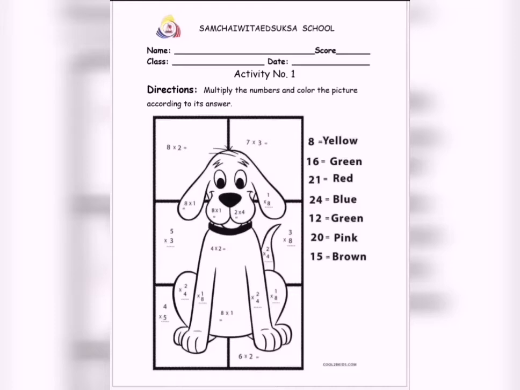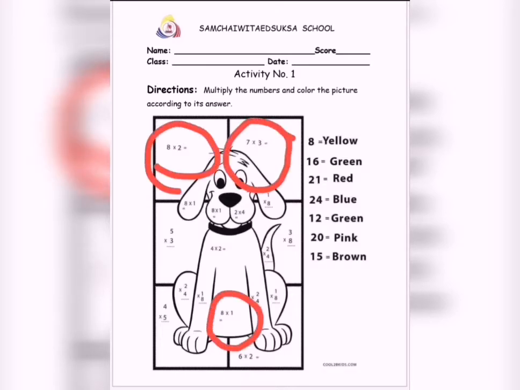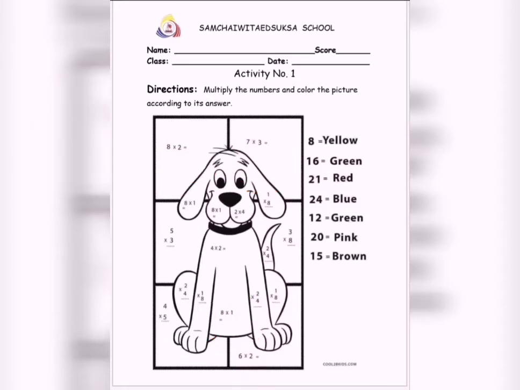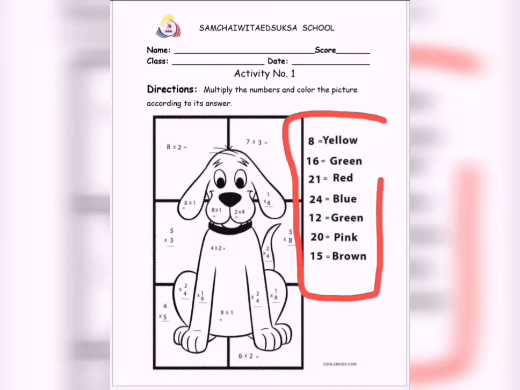So what you're going to do in this exercise is you're going to multiply each of these numbers. So you're going to multiply everything that you see in this picture. And when you are finished multiplying all of these numbers, then you can double check your answer on the right side. If your answer is not found on the numbers that I encircled, that means your answer is wrong.